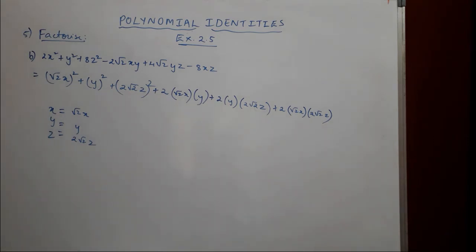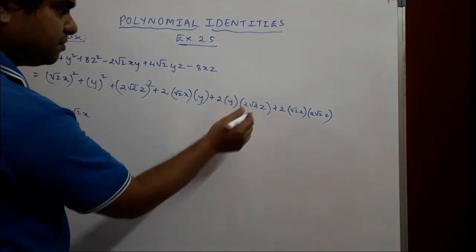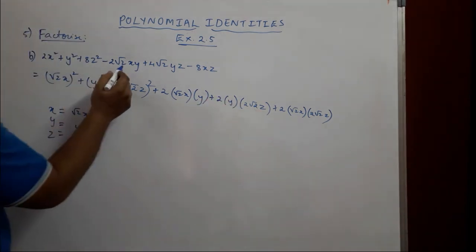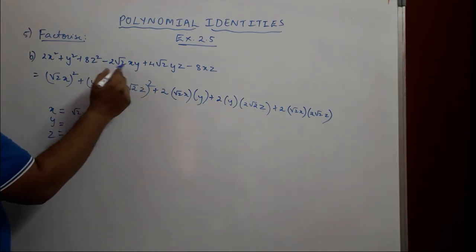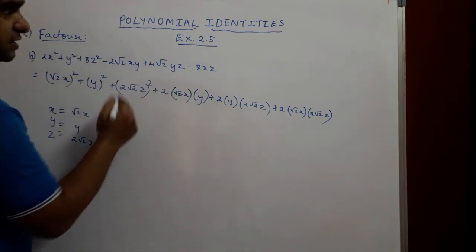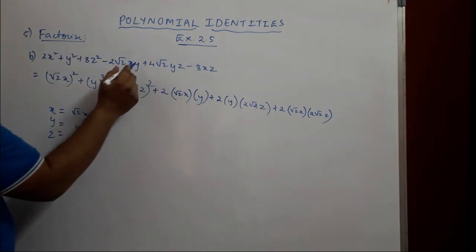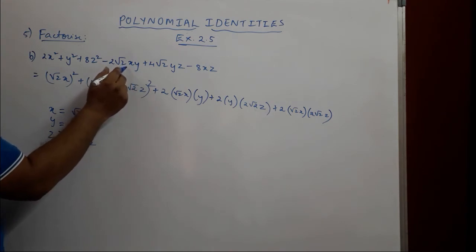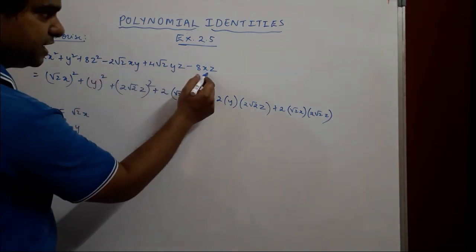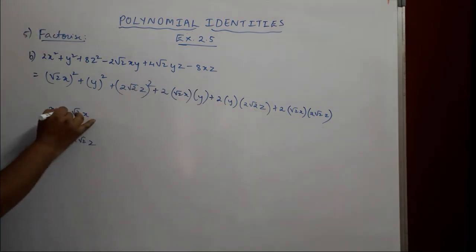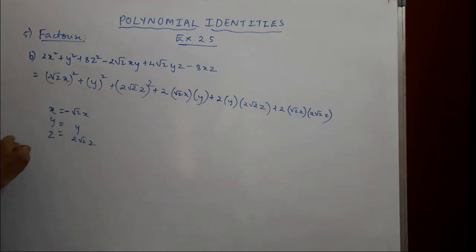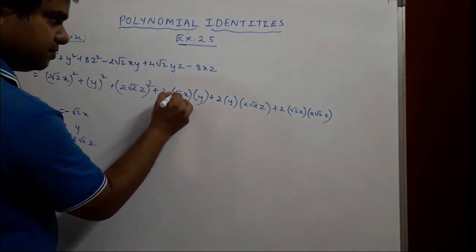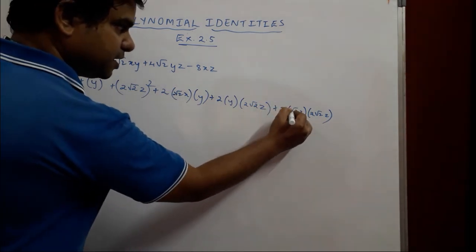Now what if we take one of them as negative? For example over here we've got xy as negative. That means either x is negative or y is negative, but here yz is positive. So we'll assume that y is positive but x is negative, and that is why this also comes as negative. Let's put x as negative. So we'll put this as negative root 2x. So this will also become negative root 2x whole square. This will be negative over here, and this will become negative over here.